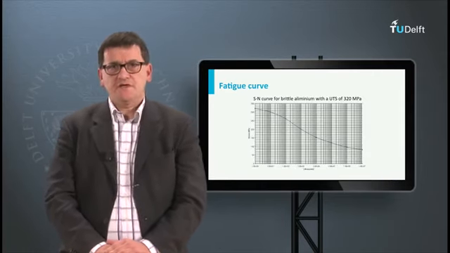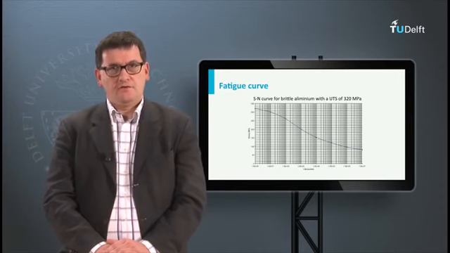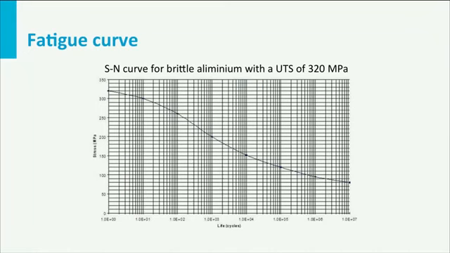In this graph, we see a so-called S-N curve of an aluminium alloy. The horizontal axis shows the number of cycles logarithmically. The vertical axis shows the failure stress. At cycle 1, just a static test, the material fails at a stress of 320 megapascals. At 100 cycles, the failure stress is 260 megapascals.